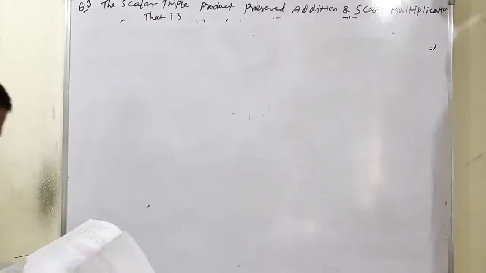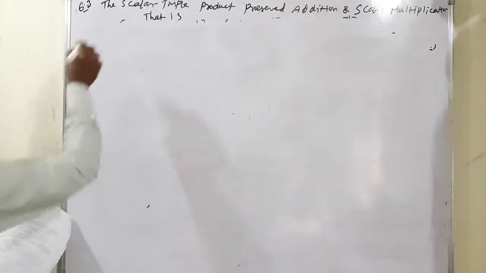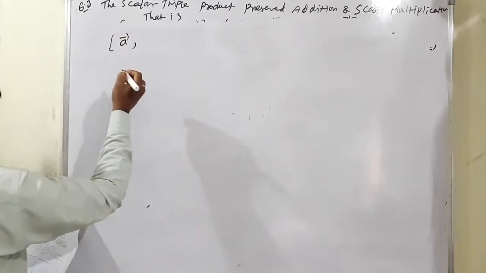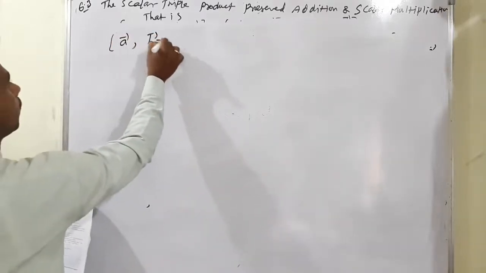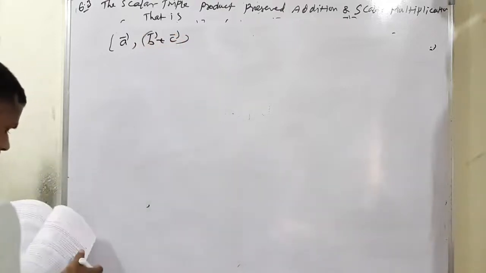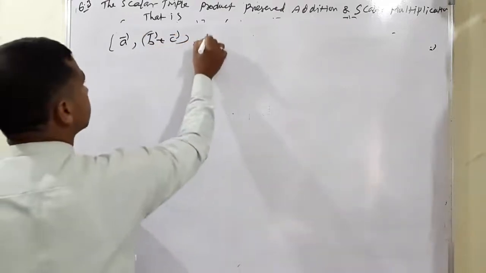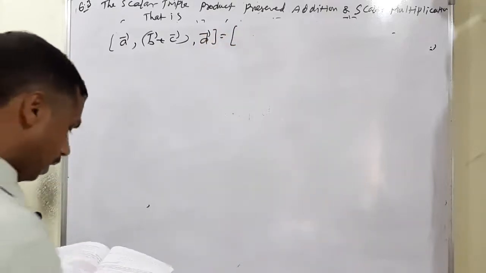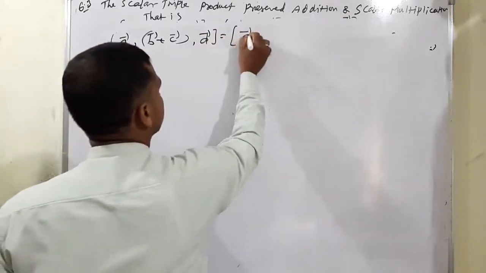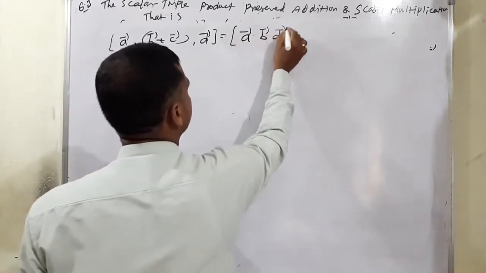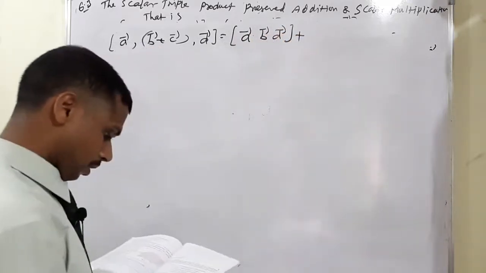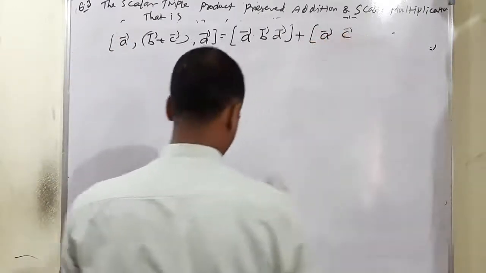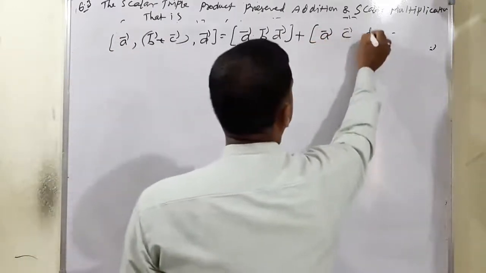So the third one: the scalar triple product of A vector, B vector plus C vector, and D vector is equal to the triple product ABD plus the triple product ACD.